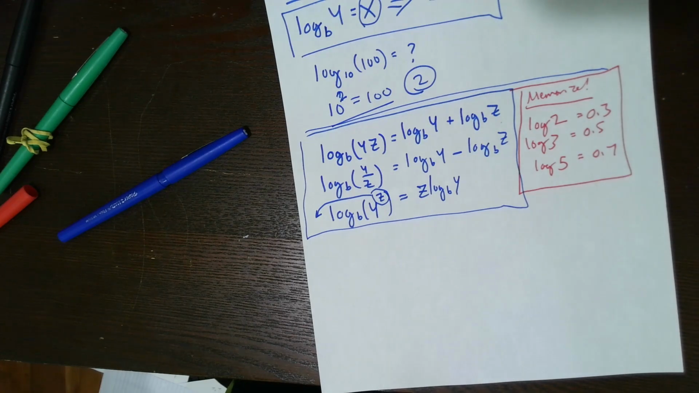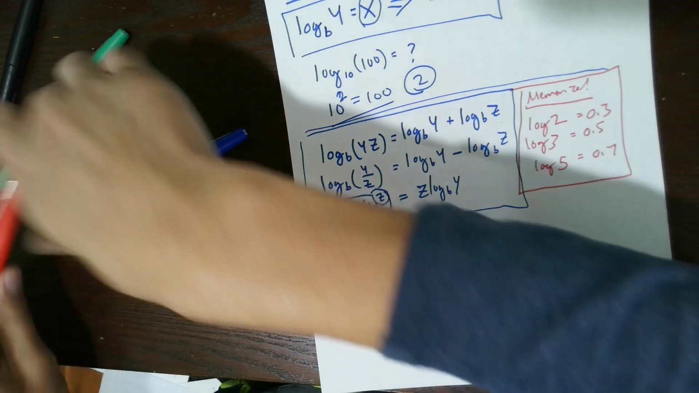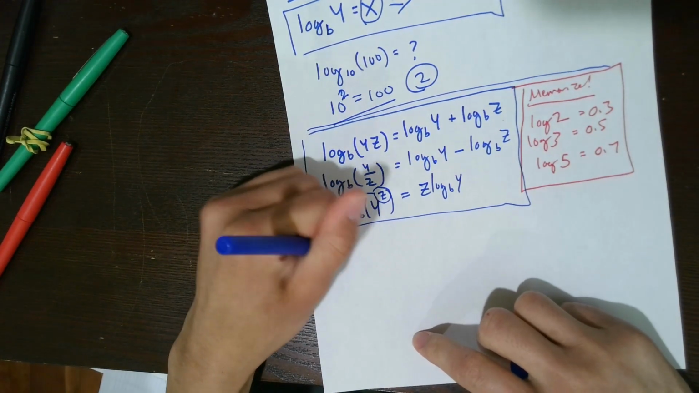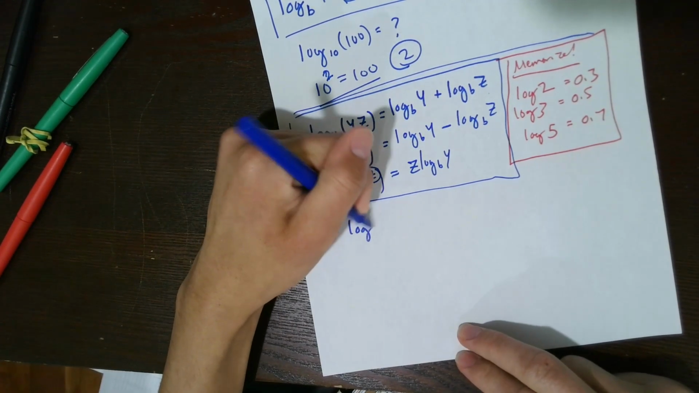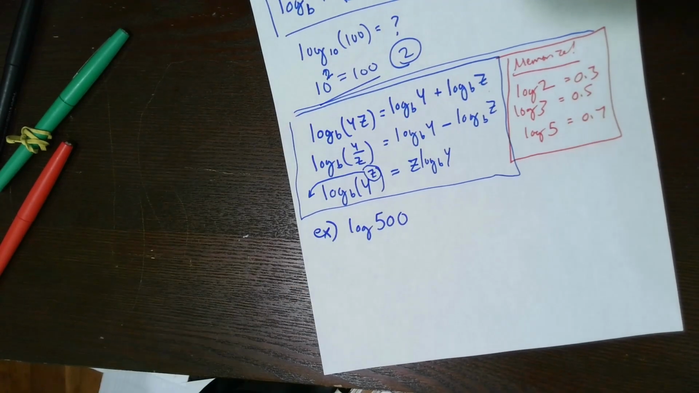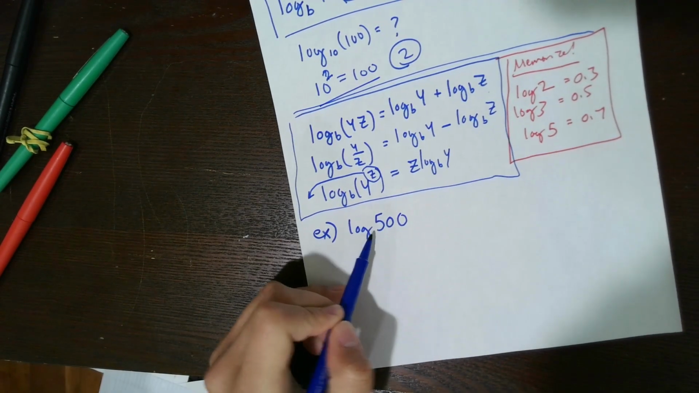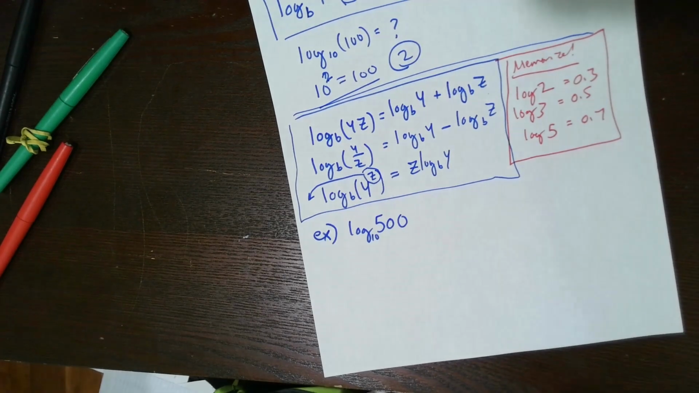Alright? And now once we know those, we can start to do problems with logs. I'll show you. Let's say we have to do log of 500. And when there's no little number down here, it's assumed to be 10. So log base 10 of 500.